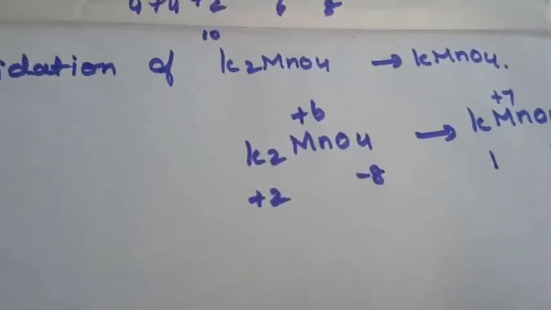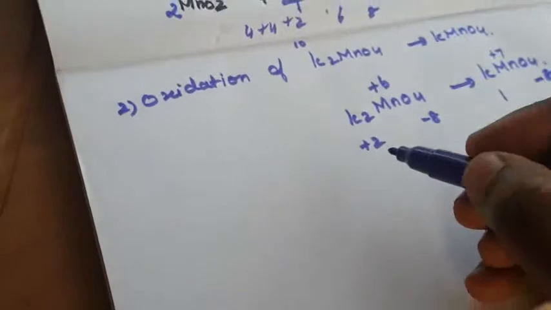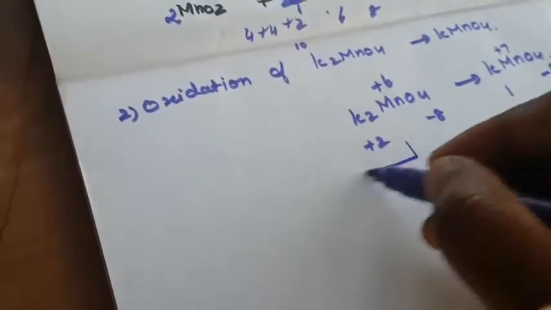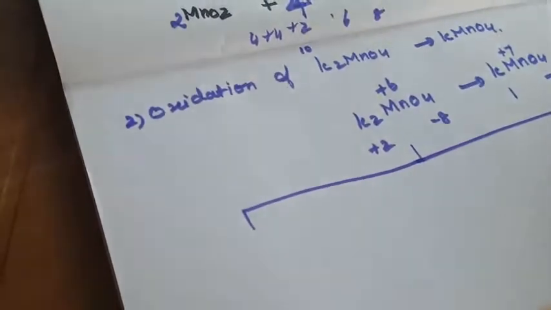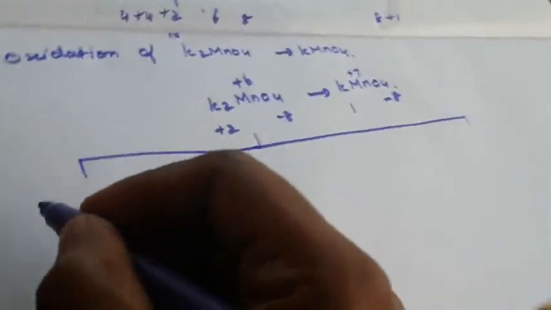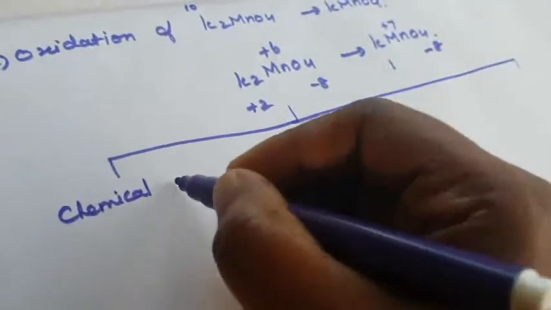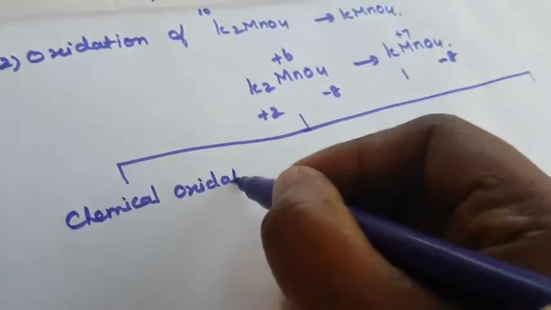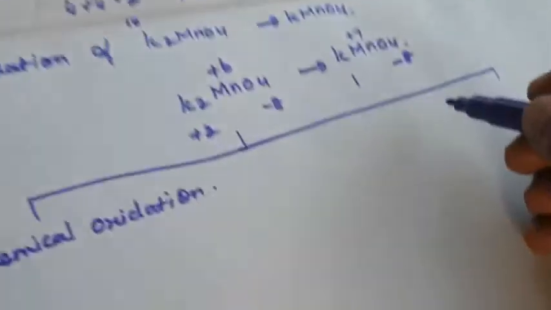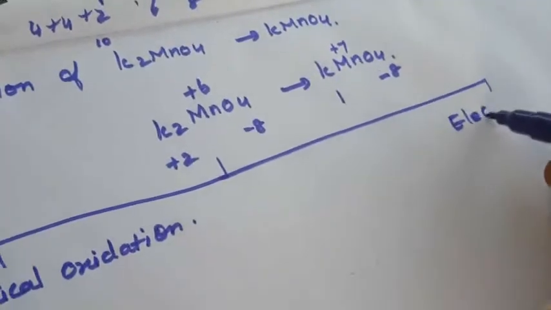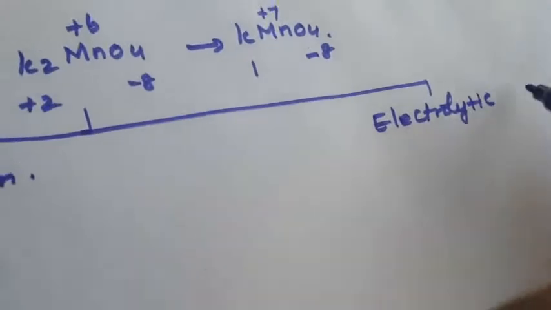So how do we write that equation? Here the oxidation takes place in two steps. What are these two steps? Chemical oxidation and electrolytic oxidation. The first one is chemical oxidation, and the other one is electrolytic oxidation.